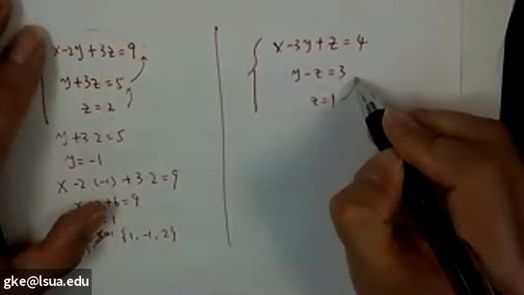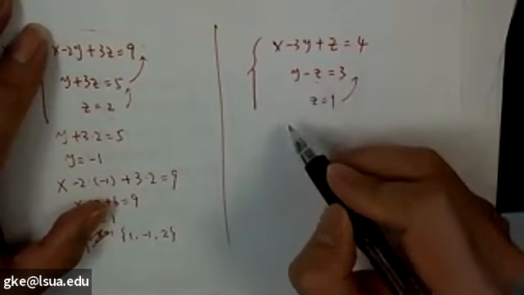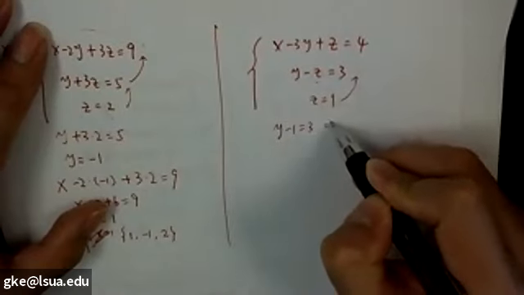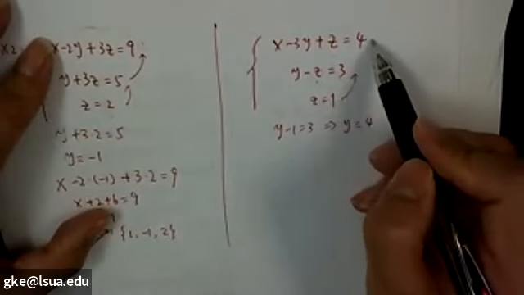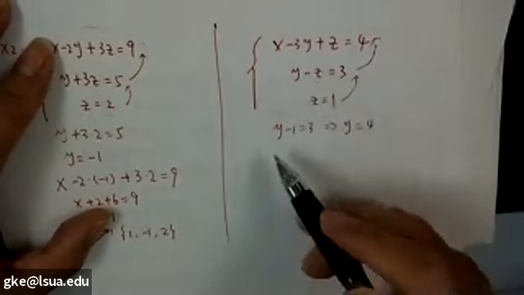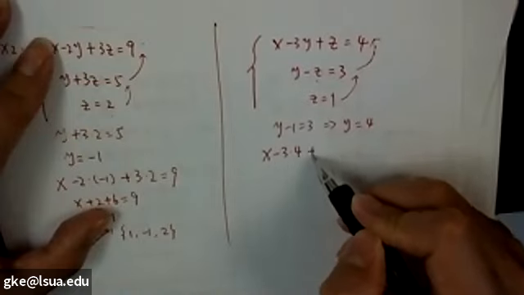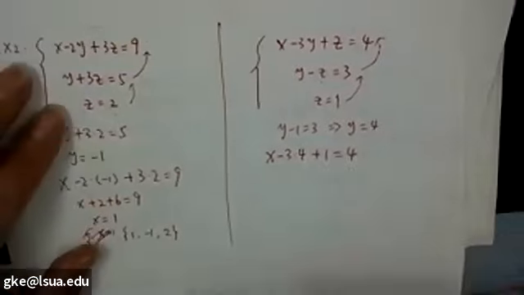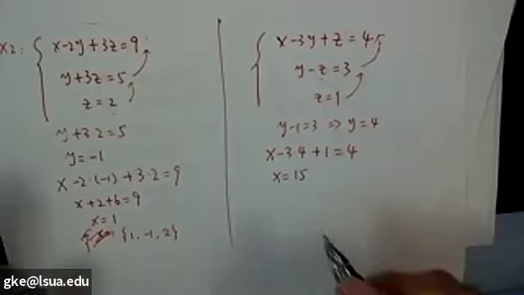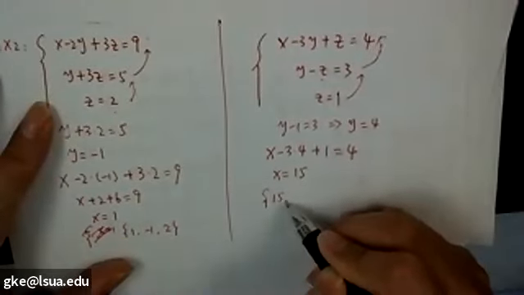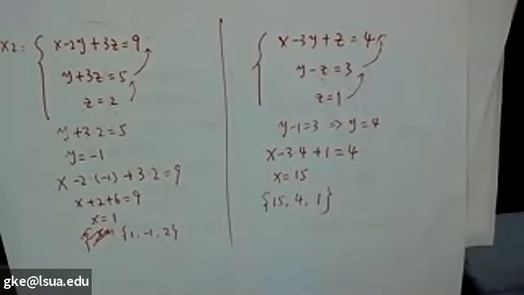It's not too hard. So back substitution, plug in the z here, we're gonna get y. And y equals 4, right? And now we plug in these two into the first equation. We're gonna get x minus 3 times 4 plus z, and x gonna get 15, right? 15. And the solution set is gonna be 15, 4, and 1. That's it. Very quick.